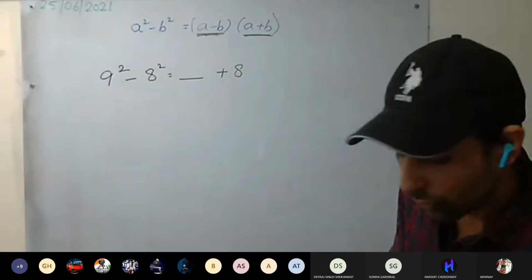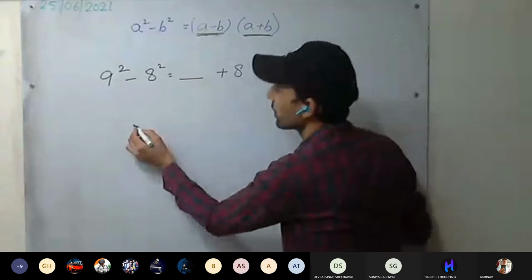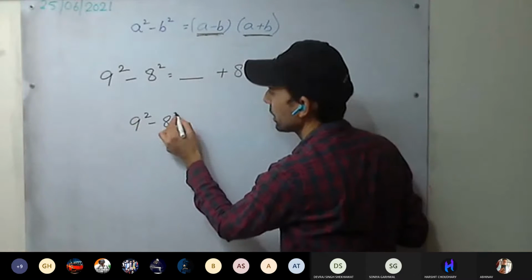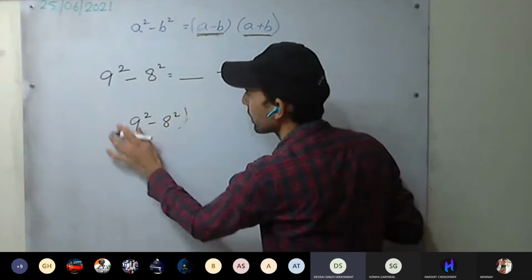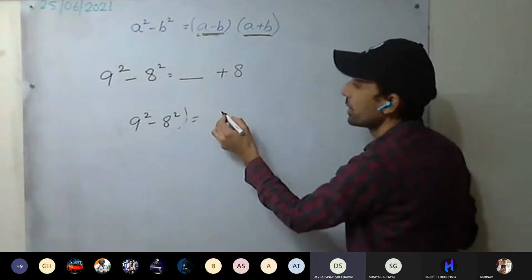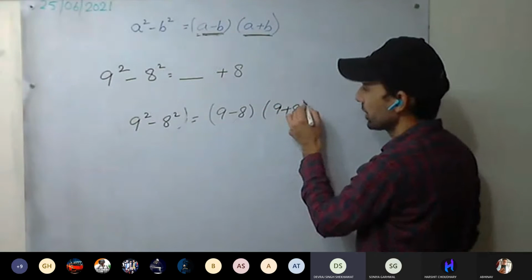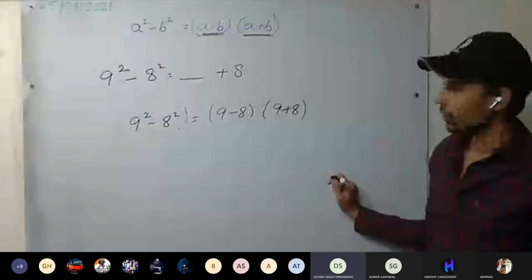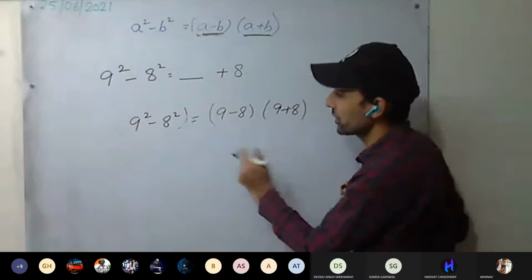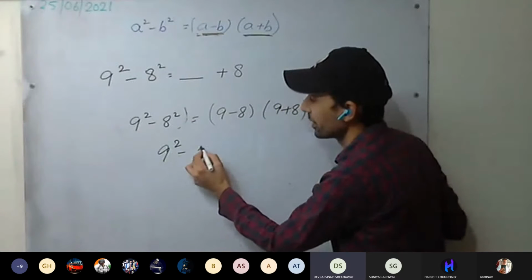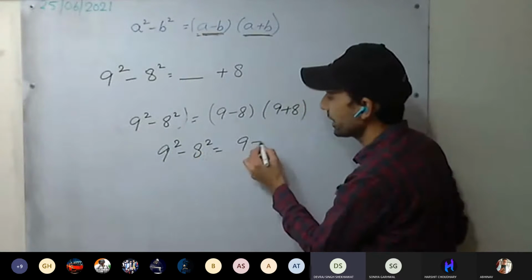Okay. So write 9 square minus 8 square in this form. 9 square minus 8 square equals 9 minus 8, yes or no, into 9 plus 8. 9 minus 8 is how much? 1. We can write it like this.